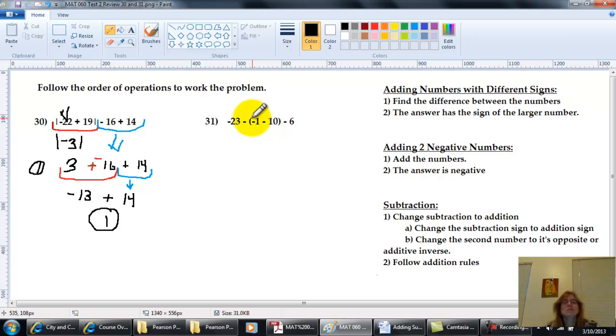Alright, so in this one, once again, it's left to right. We don't have an absolute value, but we do have to follow our parentheses rule. Solve parentheses first. So let's look at that. Inside the parentheses is subtraction, so we follow the rules for subtraction, which is change subtraction to addition. So we make that a plus, and with the second number we find the opposite of the second number, which is negative 10. So it's negative 1 plus negative 10. And adding two negative numbers, you add the numbers, and the answer is negative. So negative 1 plus negative 10 is negative 11.